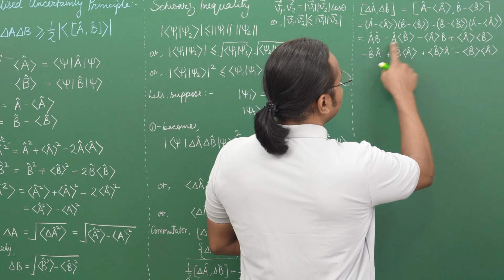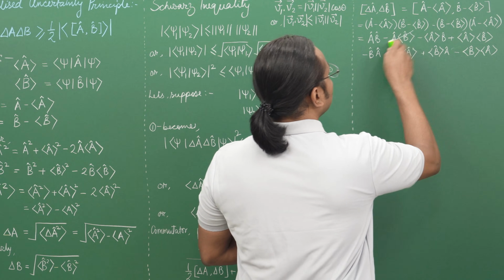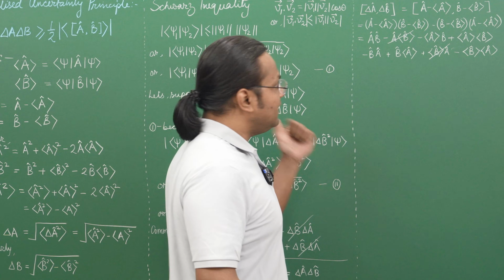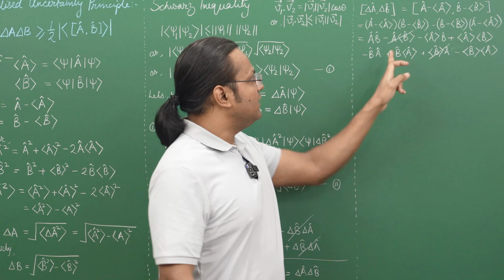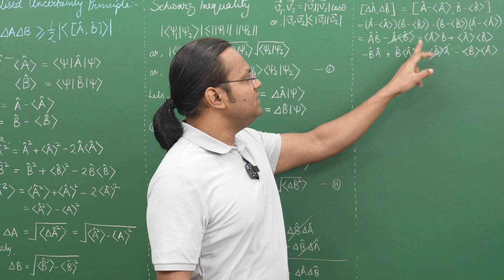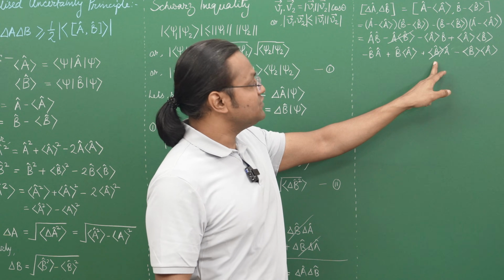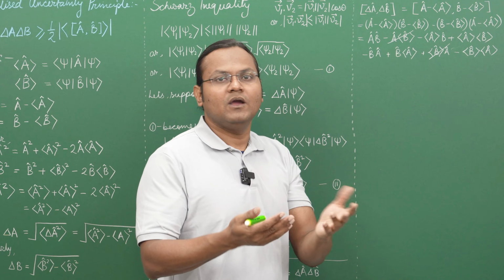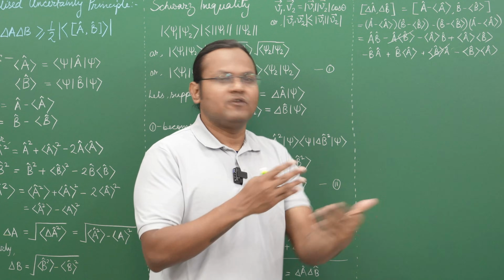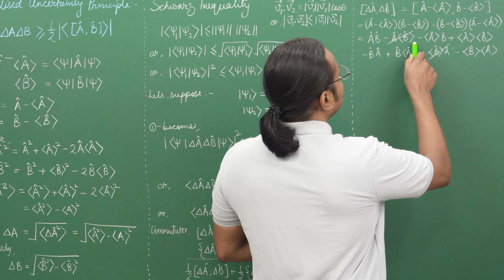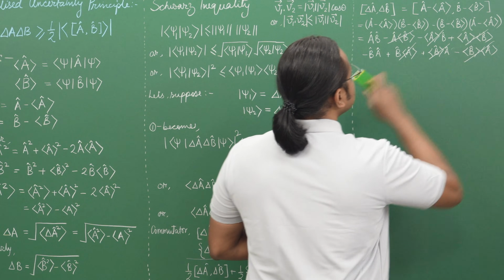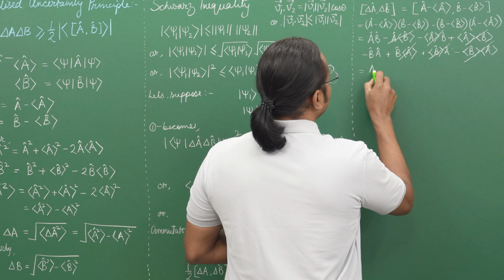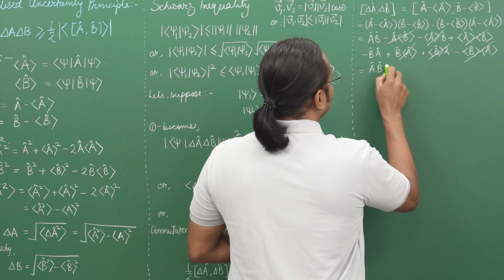So A, B and AB we can cancel out. Why? Because as I already said, scalars commute with operators, right? So if I write A expectation value of B, or if I write expectation value of B times A, they are the same thing because scalar numbers can multiply from either side. Similarly, this also gets cancelled, this also gets cancelled, and we are left with AB minus BA.